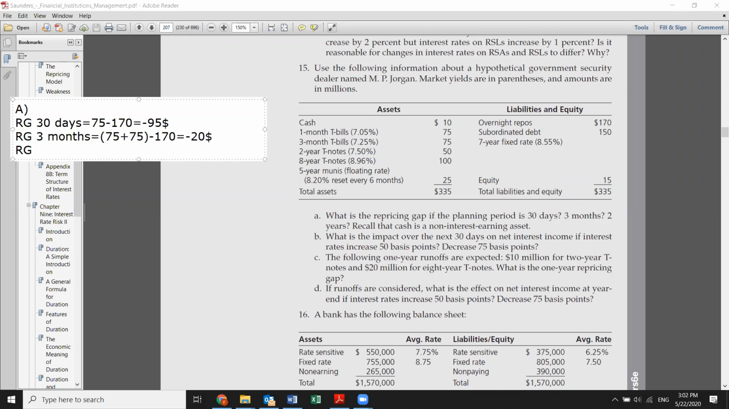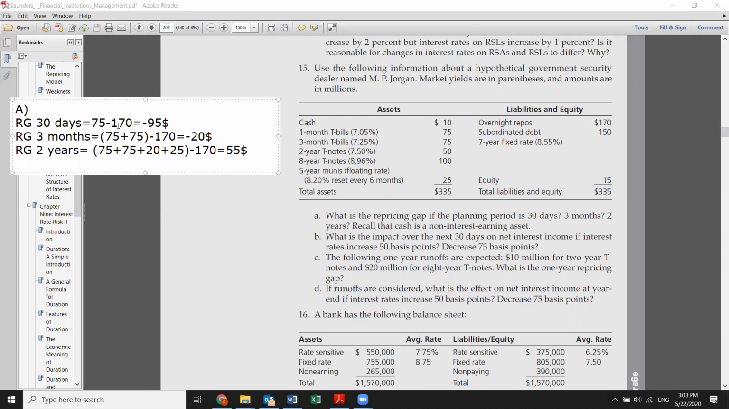Repricing gap for 2 years. So let us see what is inside. 75 plus 75 plus 50, the 2 year notes, because we are asking for the 2 years repricing gap specifically, plus 25, because the 8 years T-notes is not included, but the 5 years municipality floating rate is included because it's repriced every 6 months, minus 170, and our value is equal to $55. So this is a positive gap.